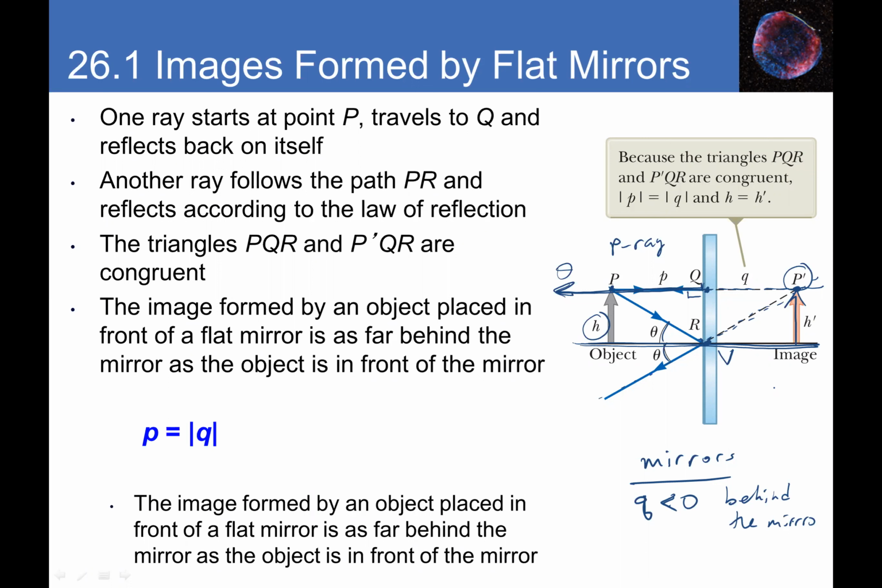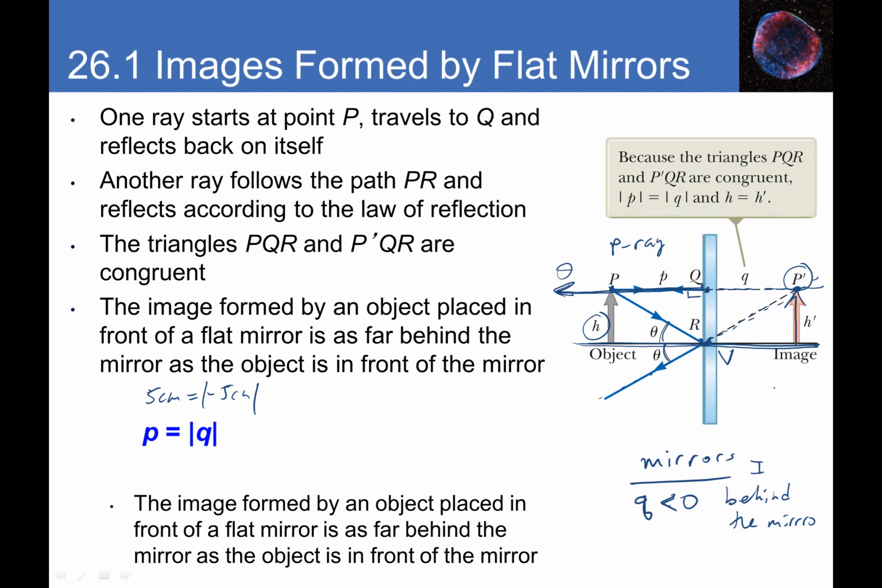What is behind the mirror? The image, obviously, is behind the mirror. So that means the q, which is its position, is negative. Let's say P here is 5 centimeters in front, then q will be 5 centimeters, but behind. So technically there's a negative. That's why we use absolute value to indicate that their distance is the same. But one is going to be positive, the other one negative.